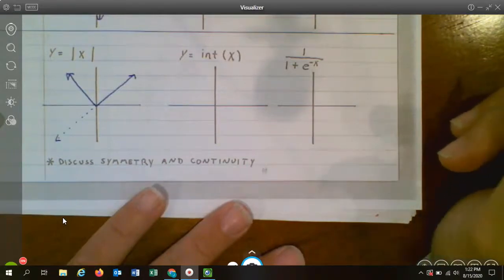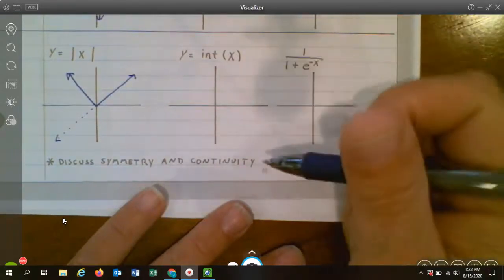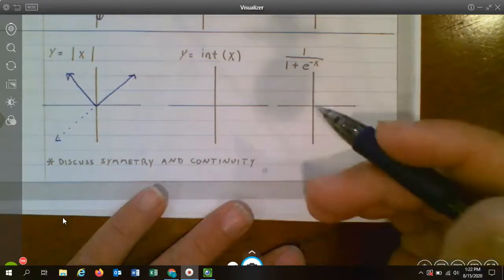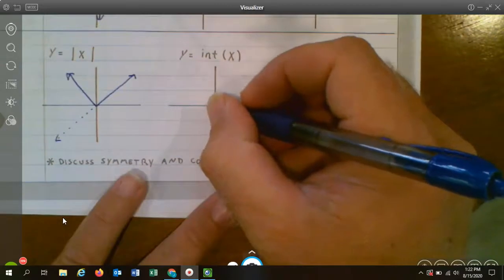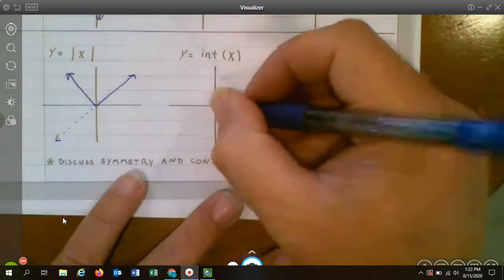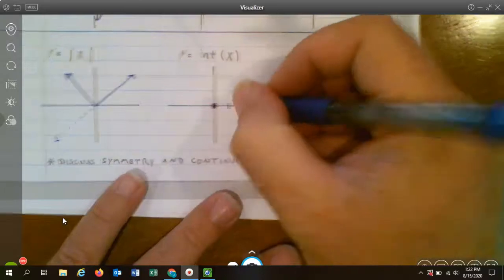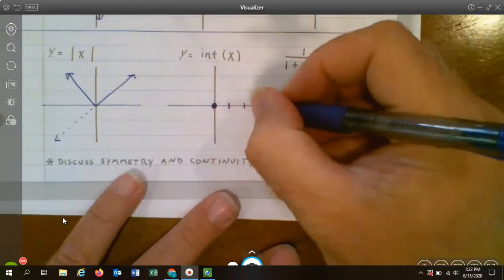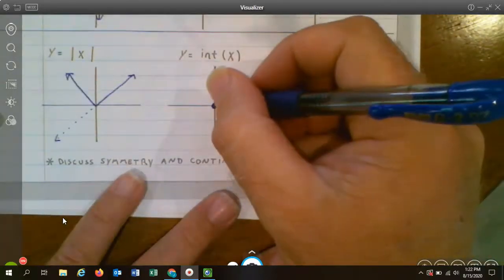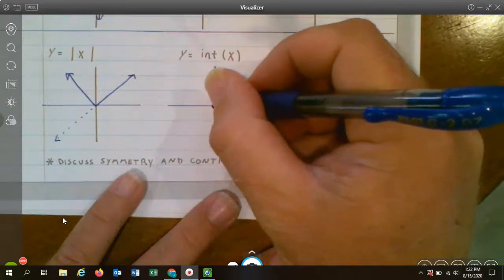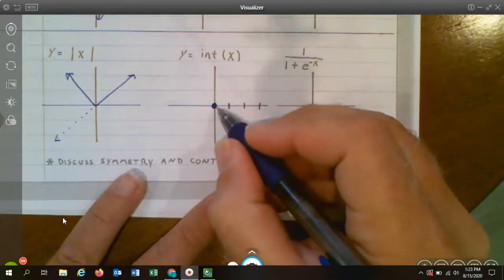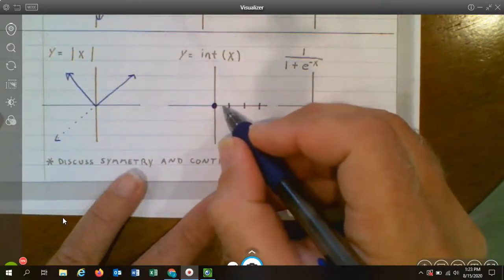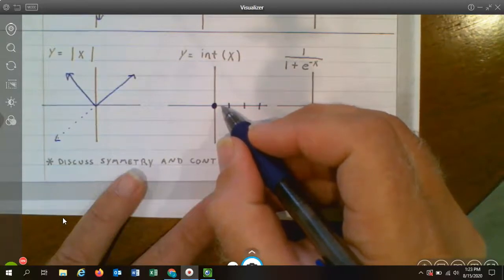So the greatest integer function has to do with identifying the greatest integer up to a certain value. Here's kind of the way this one looks. We're going to call this 1, 2, and 3. So the greatest integer function all the way up to 1 would be 0. Because if I had a number like 0.5, what's the greatest integer up to this point? It would be 0.